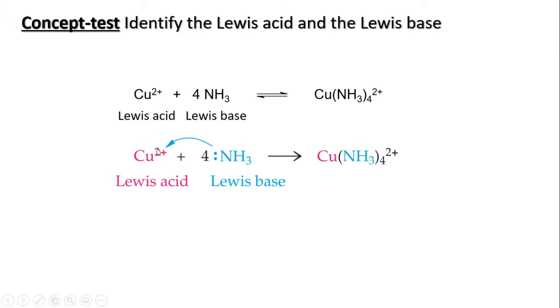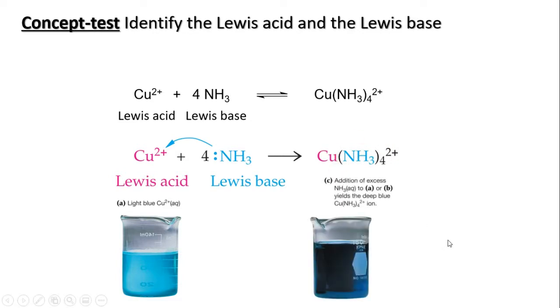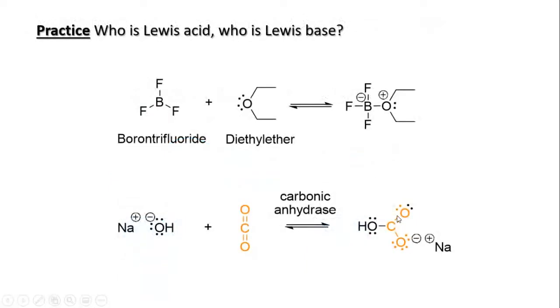I stole this slide from Gen Chem 2. I'm not sure if you remember, the copper 2 solution is blue, but copper 2 in the complex with ammonia is a dark blue. It changed the color. All right, last one here. Who's the Lewis acid? Who's the Lewis base? Let's look at what's going on here. It looks like diethyl ether forms a bond with boron trifluoride. So it goes this way. An electron donor, that's a Lewis base, and an electron acceptor, that's an acid.